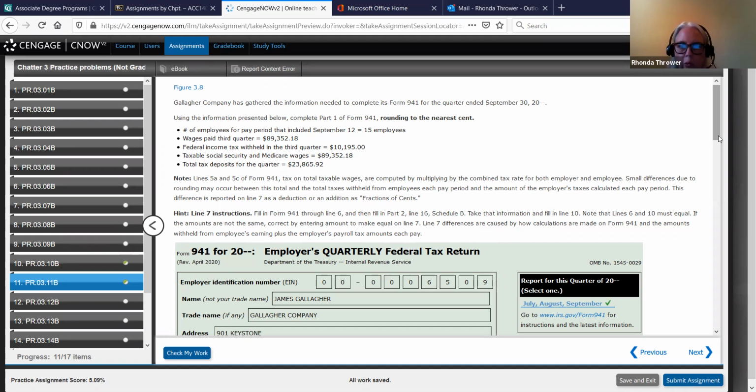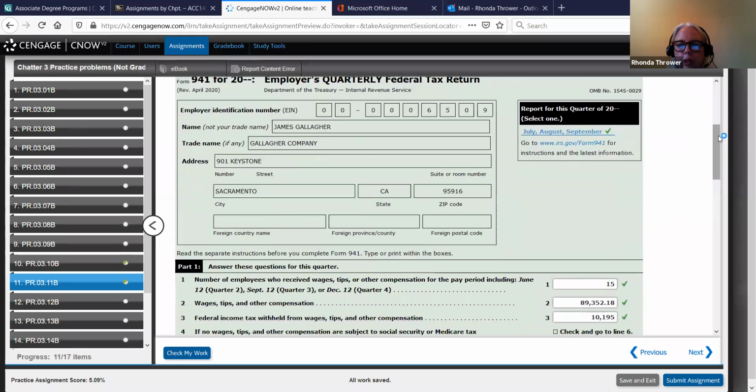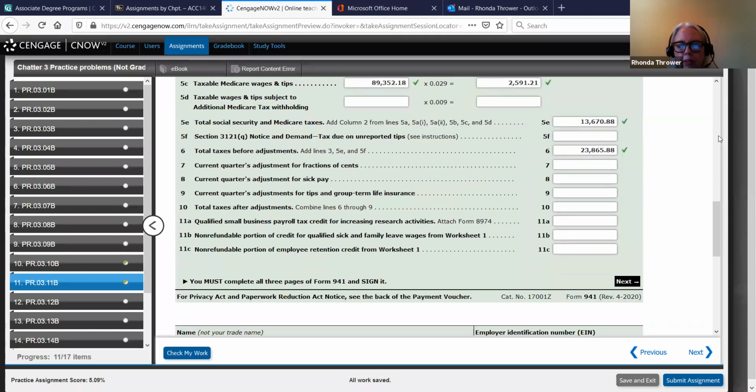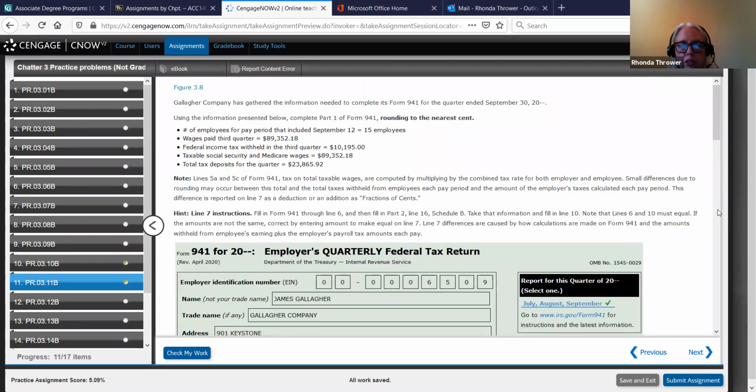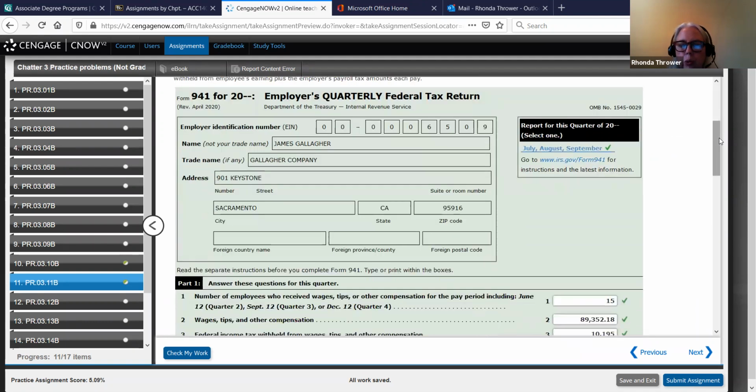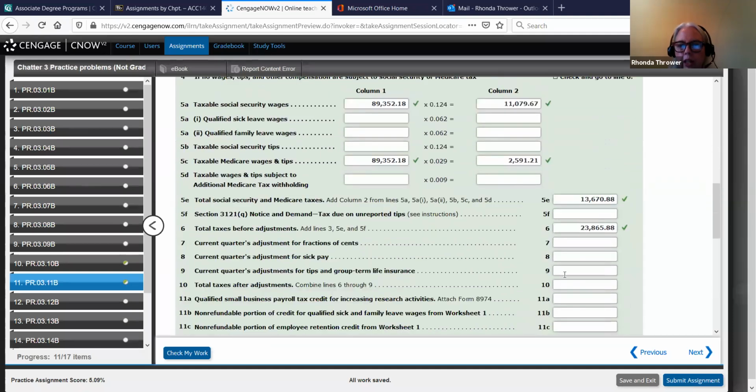So what we're going to do is go straight to line 10 and fill it in first, because we don't have that second schedule, Schedule B, that they want you to complete. So we're going to go to line 10 and see what the total taxes are after the combination of adjustments. The only way we can do this is they'd have to give it to us. And the total tax deposits are that amount that goes on line 10. So $23,865.92 has to be plugged in to line 10.